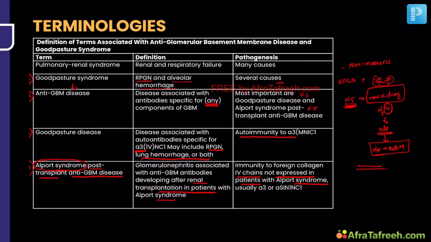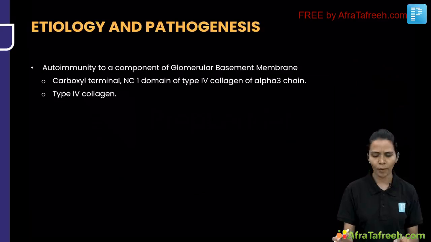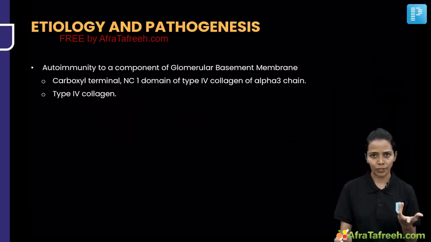Second is Alport's disease post-transplant Anti GBM. In this, there are antibodies against the alpha 5. Okay. So, these are the important terminology. So, later when we are referring to this, you shouldn't get confused. Now, coming to the etiology and pathogenesis.